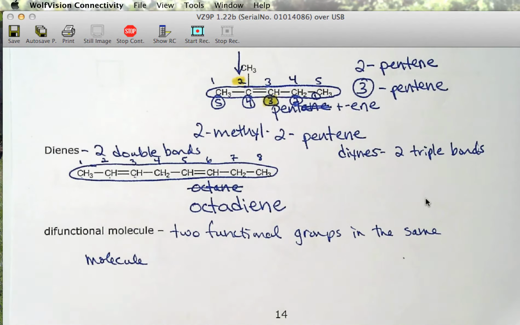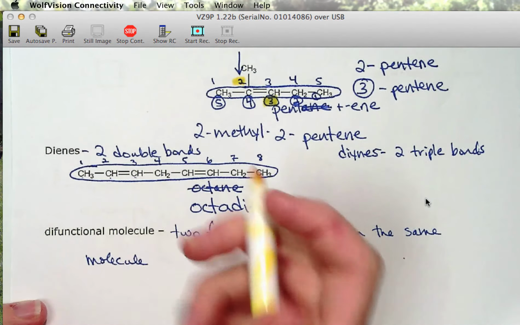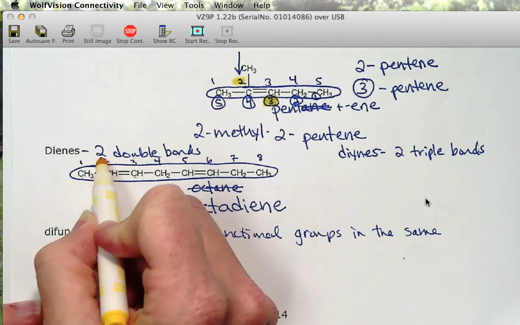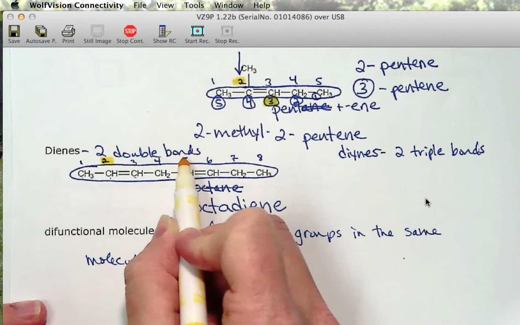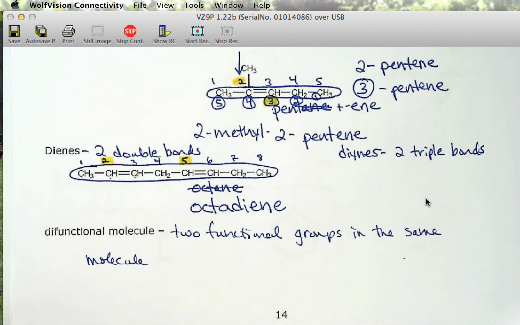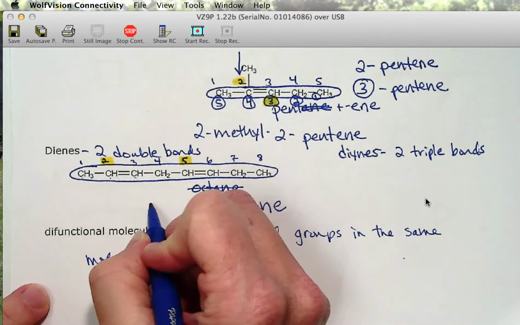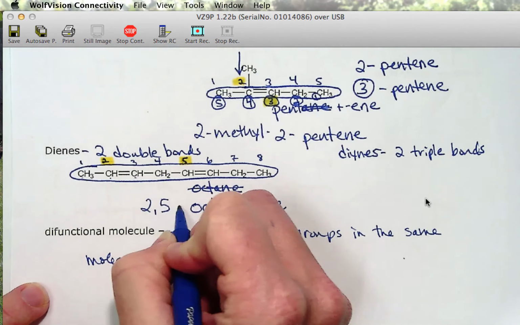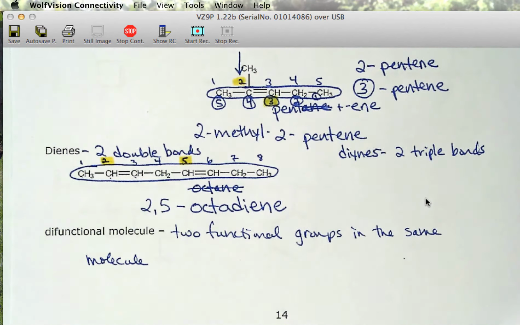Now, with this diene, the numbers that I'm going to list for my double bonds will be the lowest numbers, so it will be 2,5-octadiene. So since the di is at the end there, you don't have to put the di.